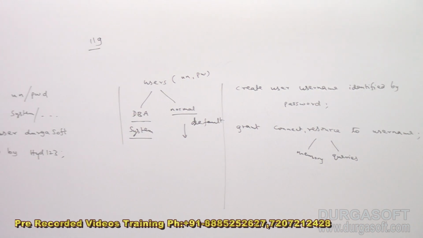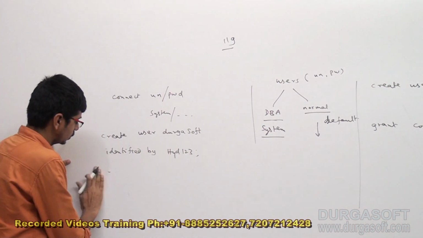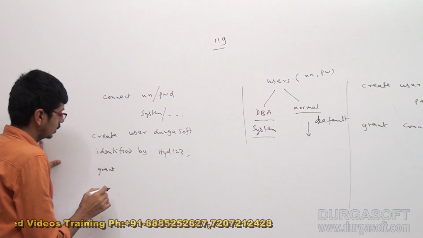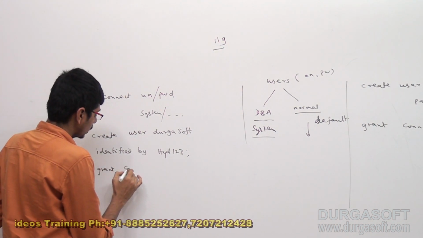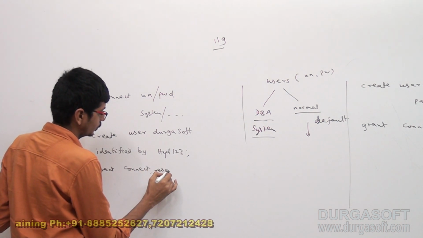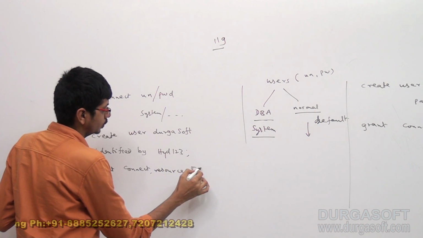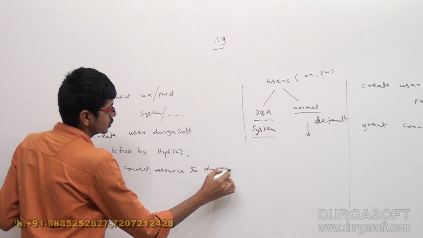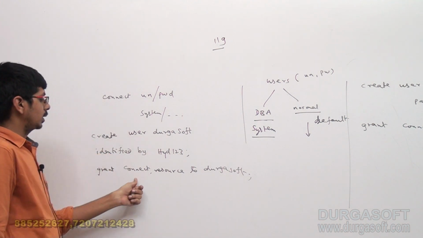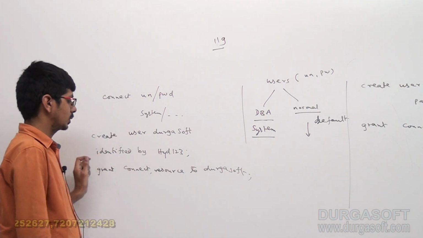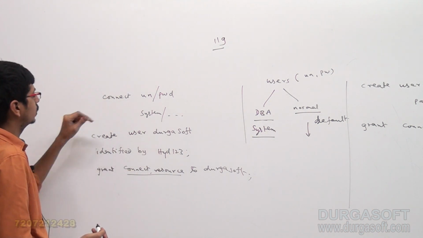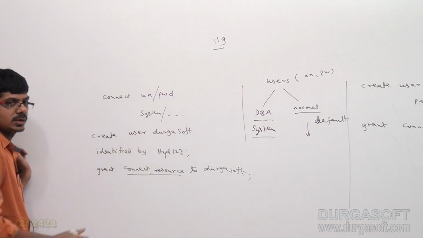So now I will be giving those permissions here. Grant connect and resource to your username, DURGASOFT. So grant connect, resource to DURGASOFT. So when you grant these permissions, now you can connect. Now you can connect with the new user, that is DURGASOFT.